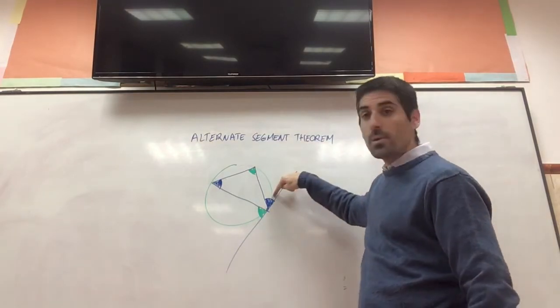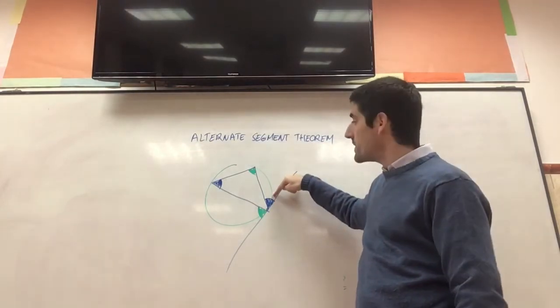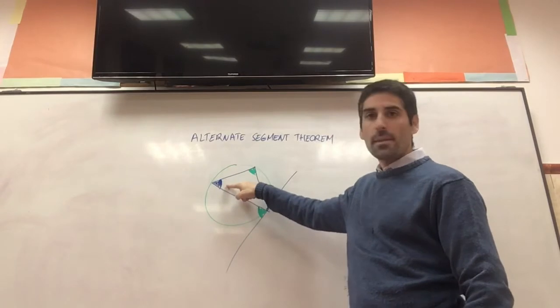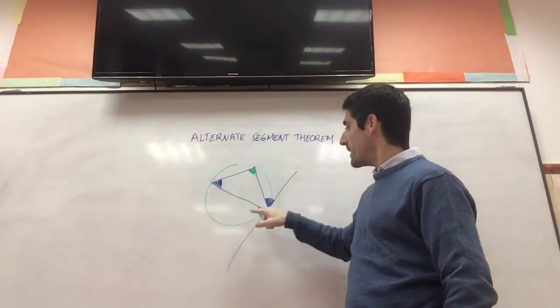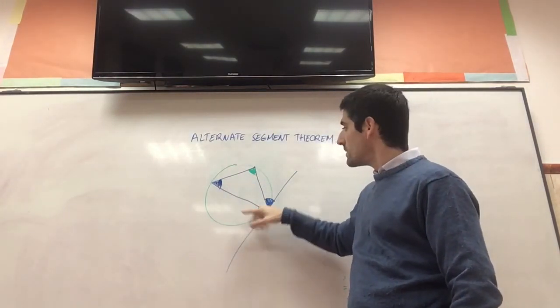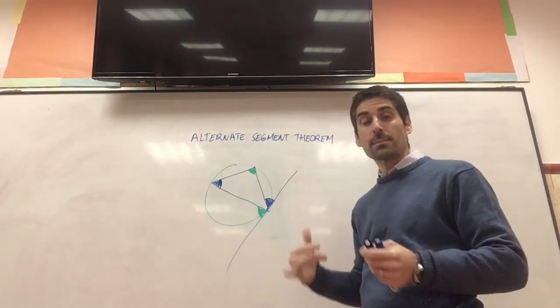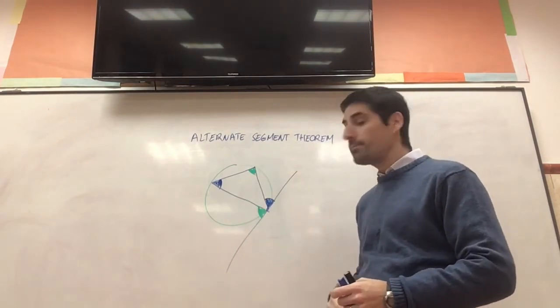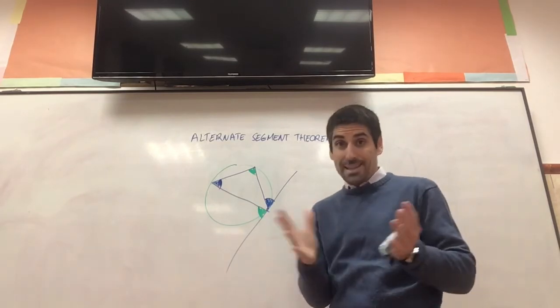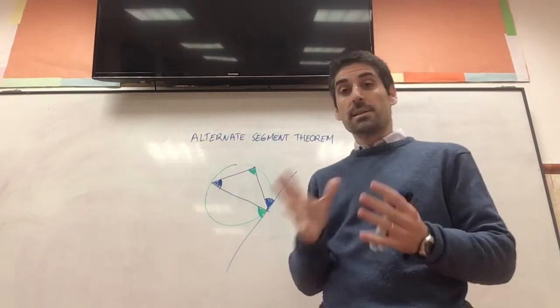So if this blue angle here is 40 degrees, that is 40 degrees. And if this is 60 degrees, that is 60 degrees. Alternate segment theorem. And that's the last thing to do with tangents and circles.